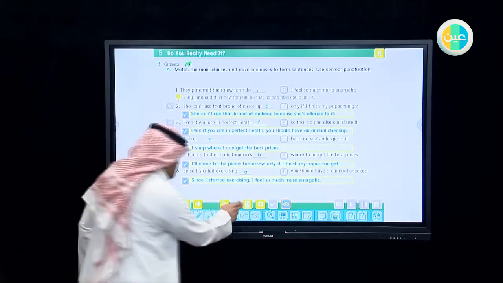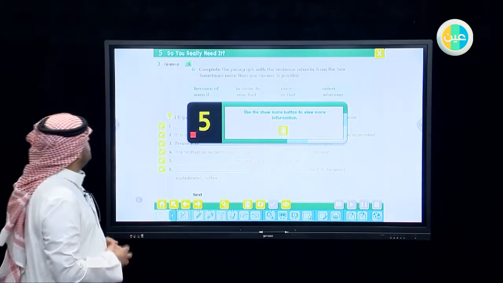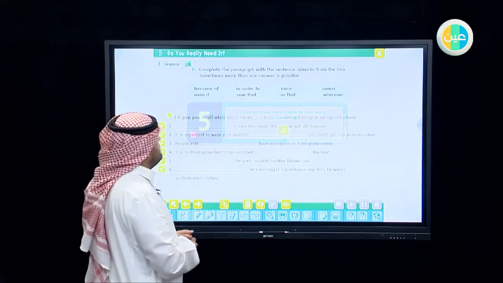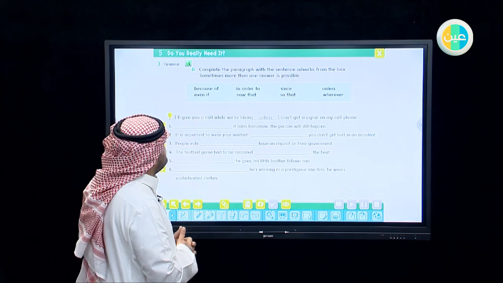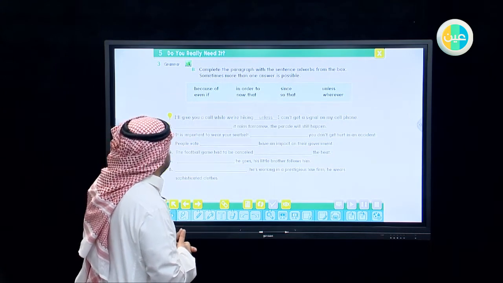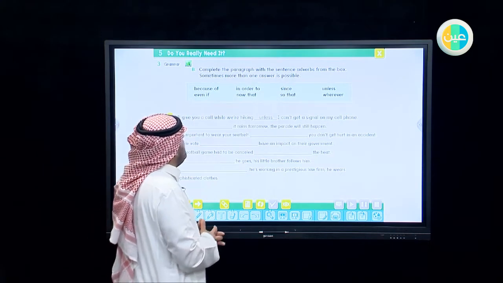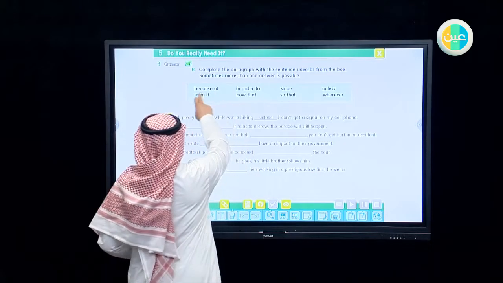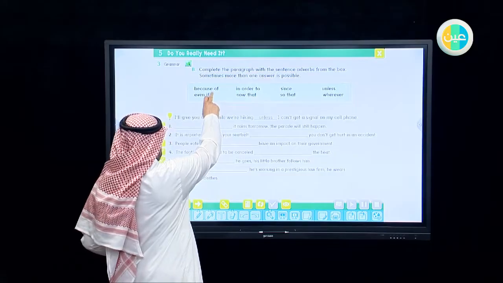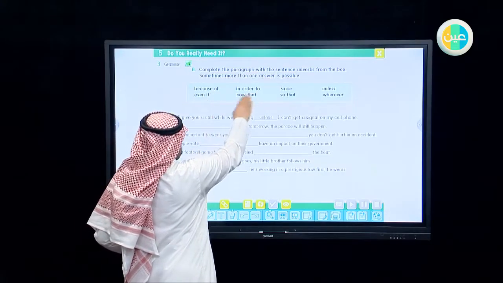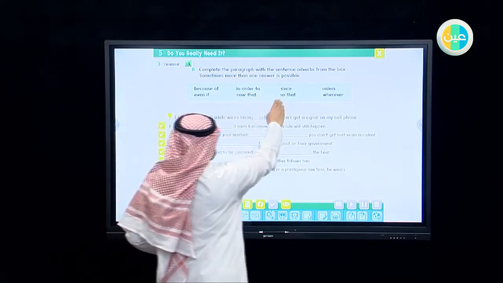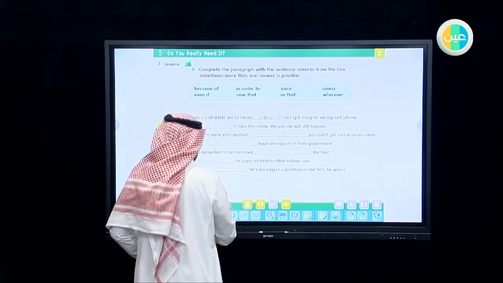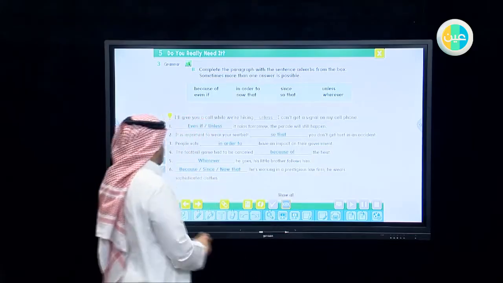Okay, let's move to the next one. Very good. Now, Exercise B, complete the paragraph with the sentence adverbs from the box. Sometimes more than one answer is possible. Maybe you can use more than one answer. Like because of, we start the adverb clause. Even if, in order to, now that, since, so that, unless, and wherever. You can use more than one. It's up to you. So let's get all the answers.